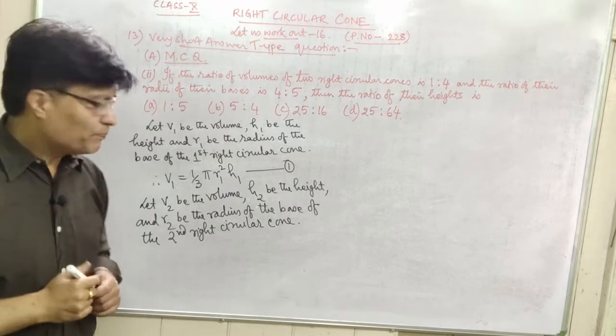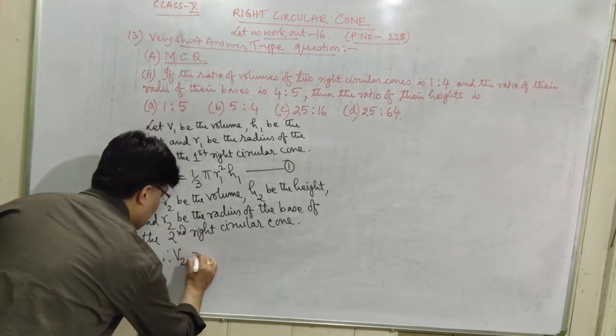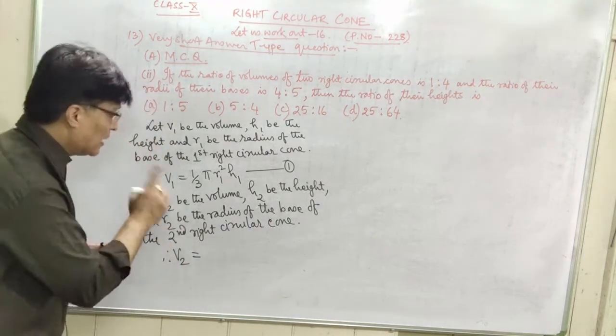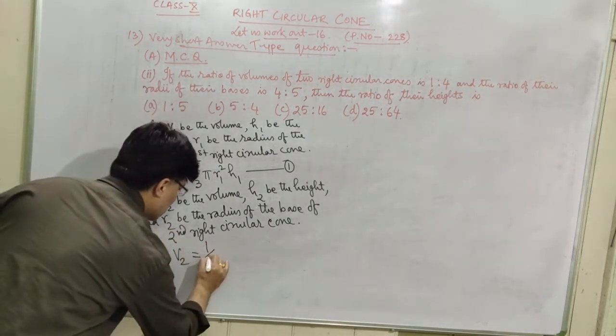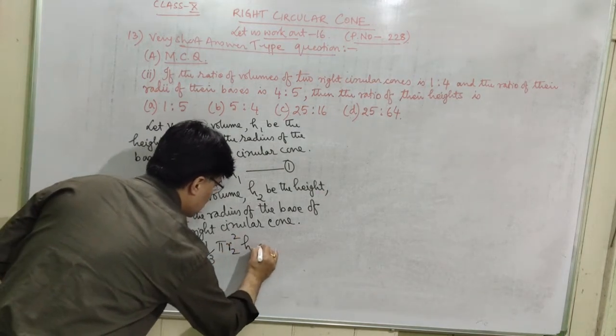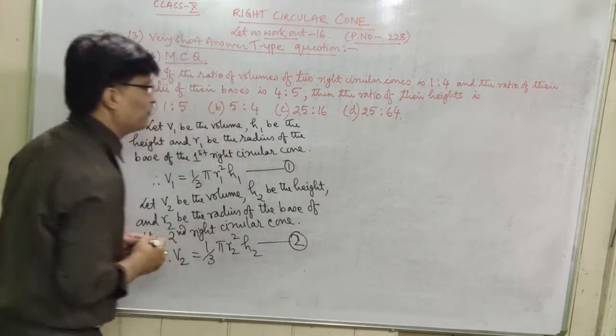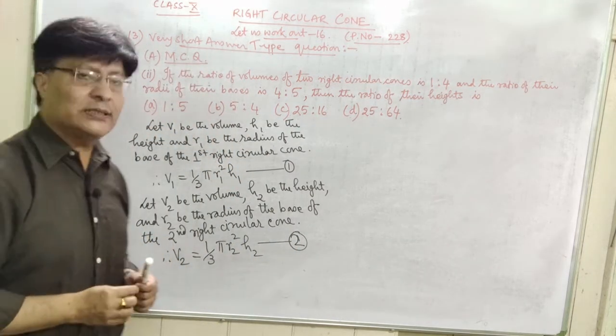Is that clear now? So let us write down the formula for V2. What is the formula for V2? That is the volume of the second right circular cone. It is 1/3 pi R2 square H2. So let us mark it number 2. So I think you have understood it.